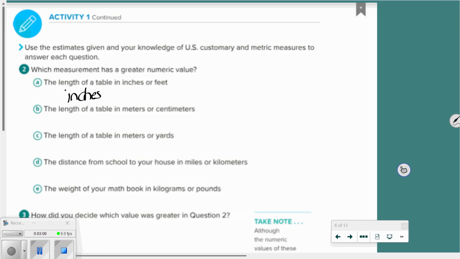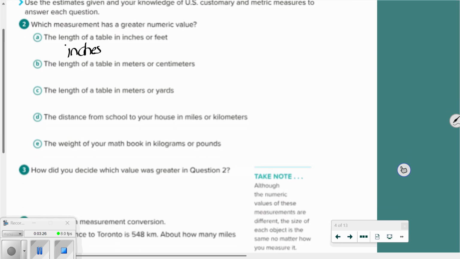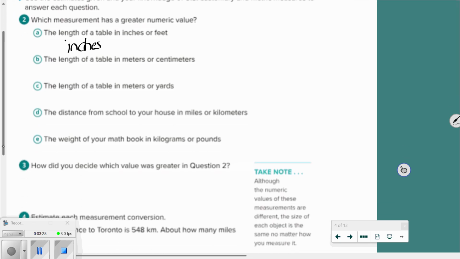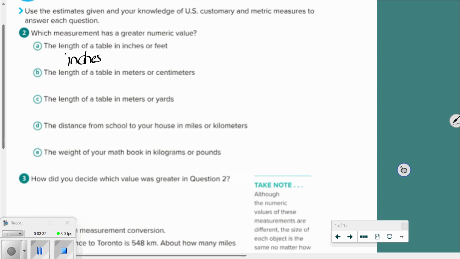Because inches are smaller. You need more of them to cover the same amount of space. Yes? So it will have a bigger number because it's smaller. So you're going to do the same thing for B through E. Which one would have a bigger number? And then on number 3, you're going to tell me how you decided that. Any questions? All right, you have about 2 minutes.